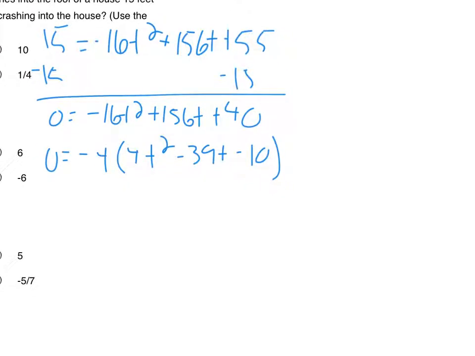So I'm going to X box this now. So A times C is negative 40, B is negative 39.